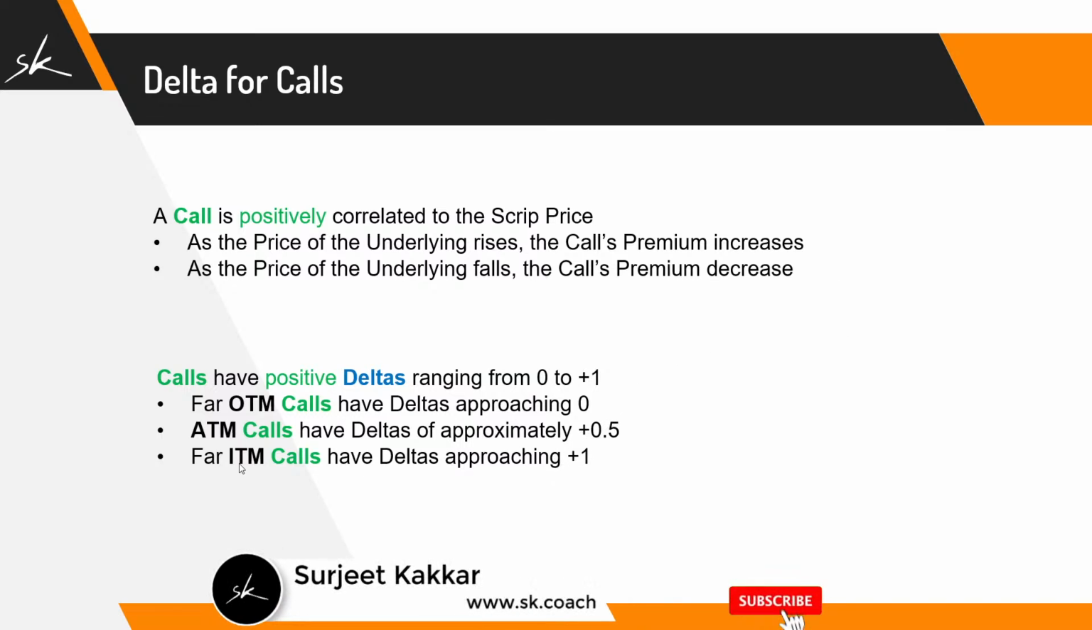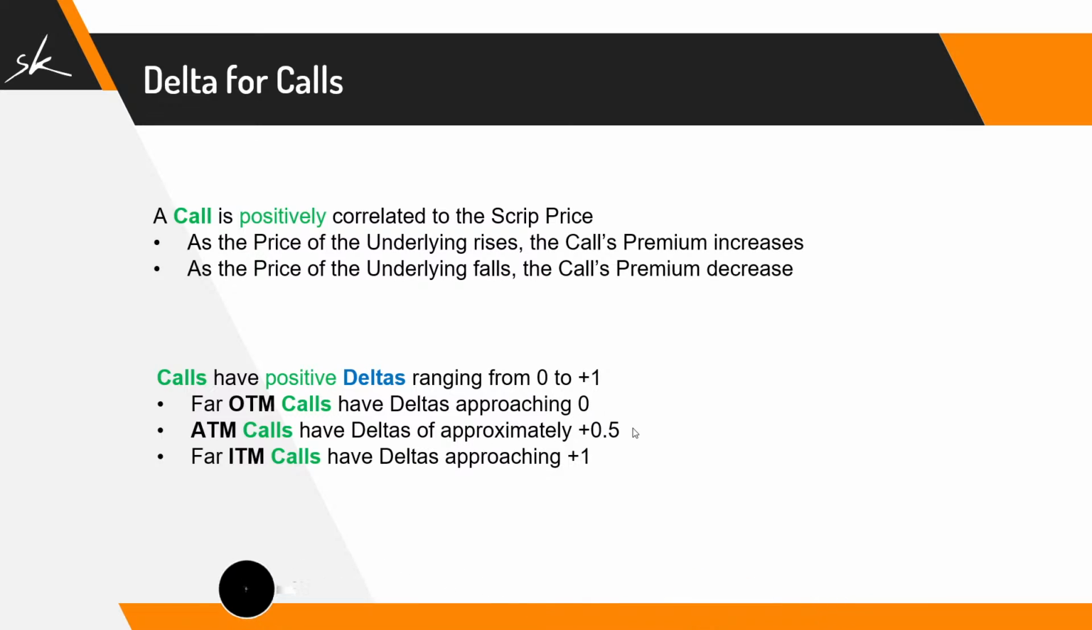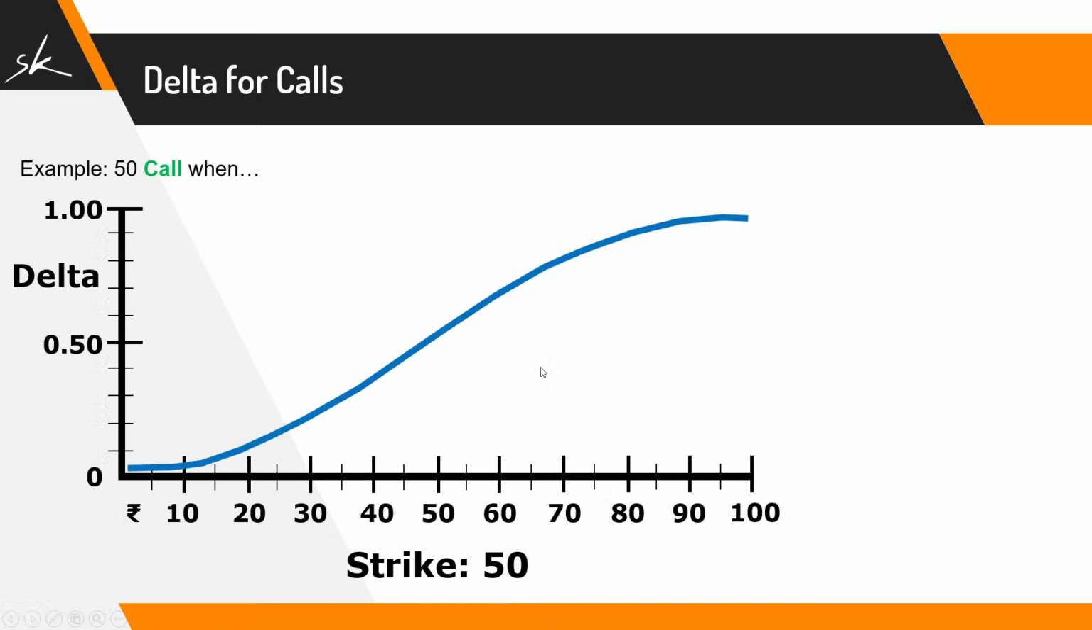So always remember, in the money calls at expiry will be plus 1, out of the money calls at expiry will be 0, and whatever is at the money will be at 0.5. And the more we start getting out of the money, from 0.5 it starts reducing, and similarly the more we start getting into the money, the maximum it can reach is 1. So if you look at it as a graph, this is how it would be.